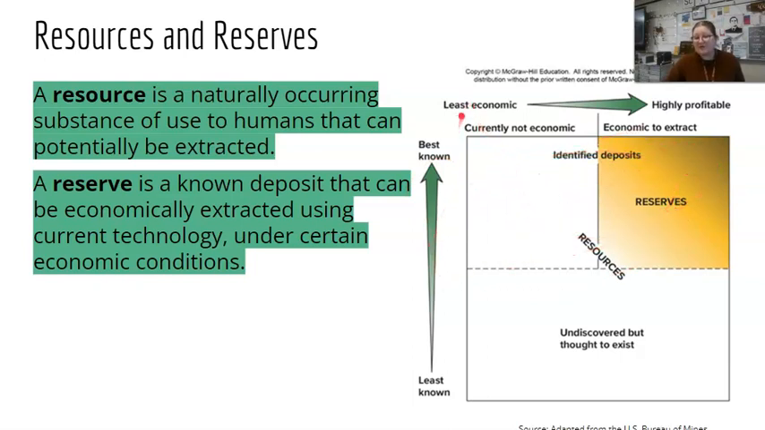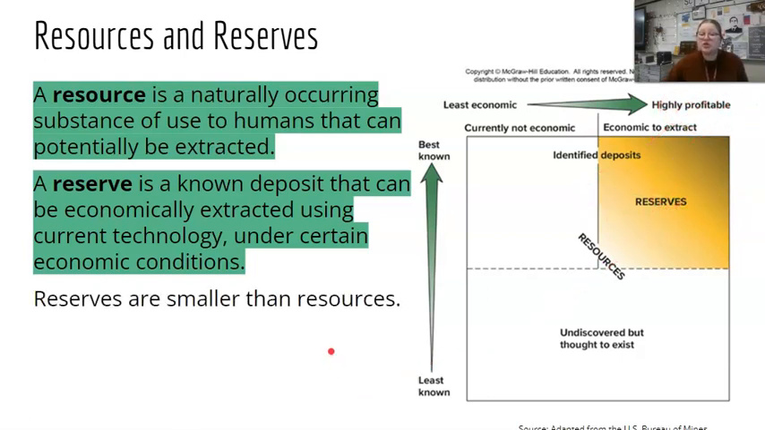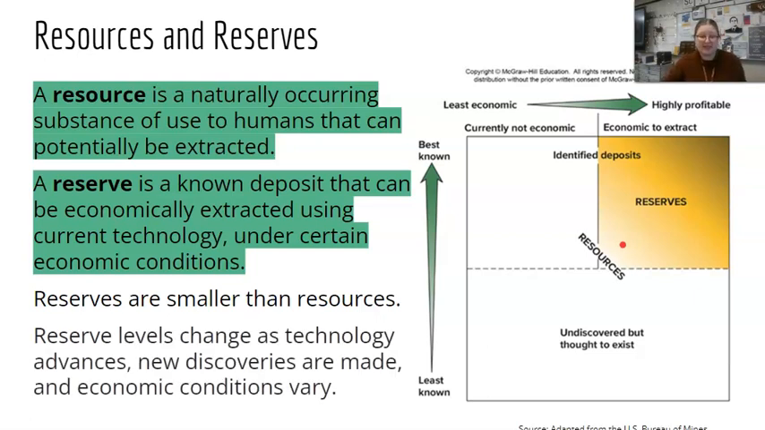And then from left, which is least economic, to right, which is highly profitable: we know where this square of oil, coal, whatever is, but it does not make financial sense to harvest it because it would cost so much money. So our reserve is where those two meet. We know about it and it's highly profitable. Someone can make money off of getting that. So reserves are smaller than resources, because resources is the whole chunk and reserves are just the chunk that we can actually get to and afford to get to.